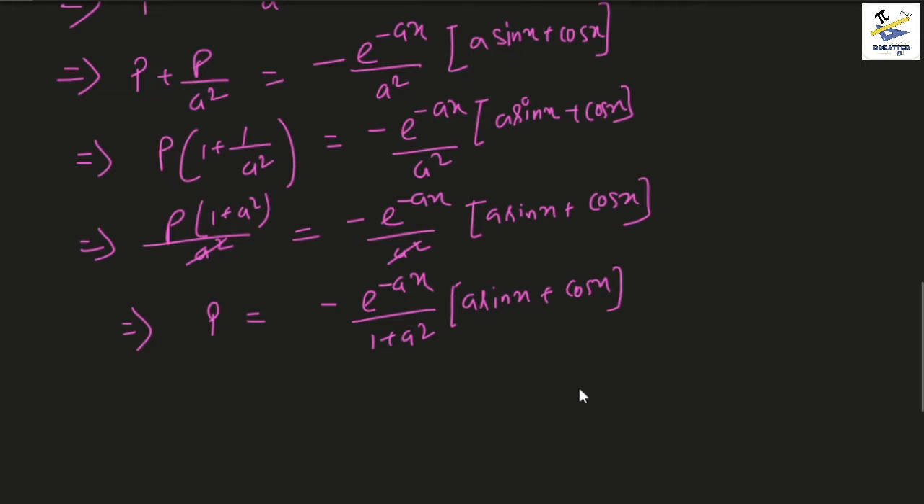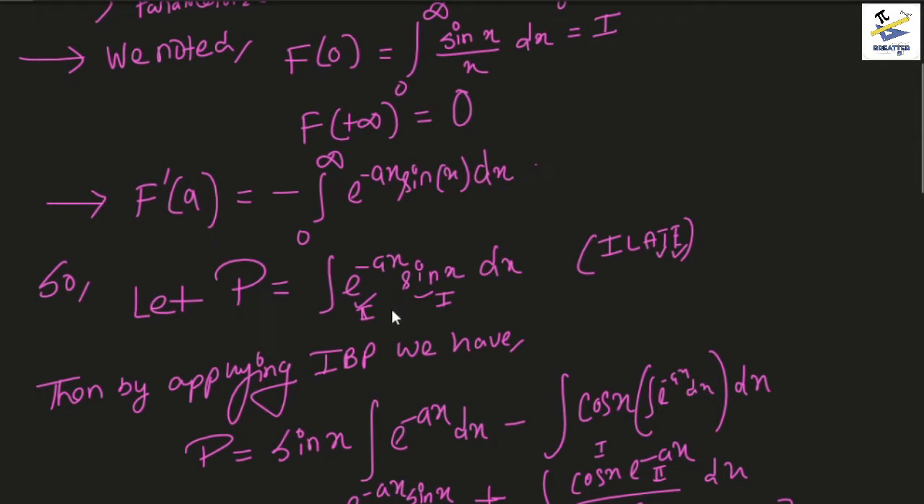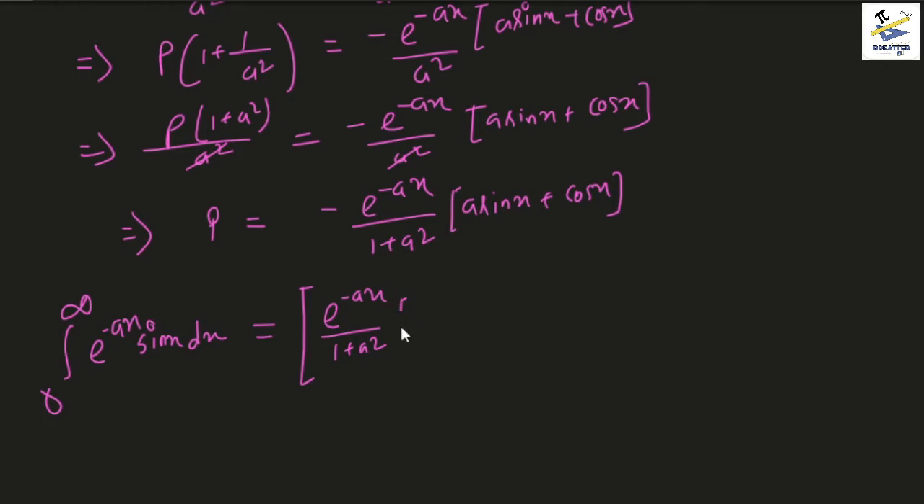So this is our desired integral, and we can go back and see what p was. P was basically the positive portion actually, so it was the indefinite integral. So then therefore 0 to infinity e to the power minus ax sin x dx would just be equal to this portion e to the power minus ax by 1 plus a square into a sin x plus cos x, and it would be rather from infinity to 0 because of the negative sign, and the answer would be something around.